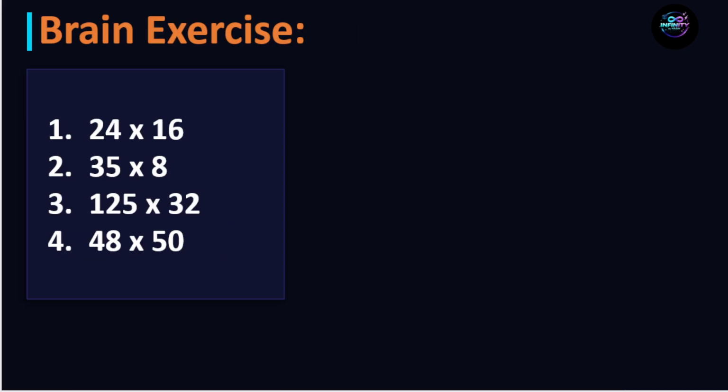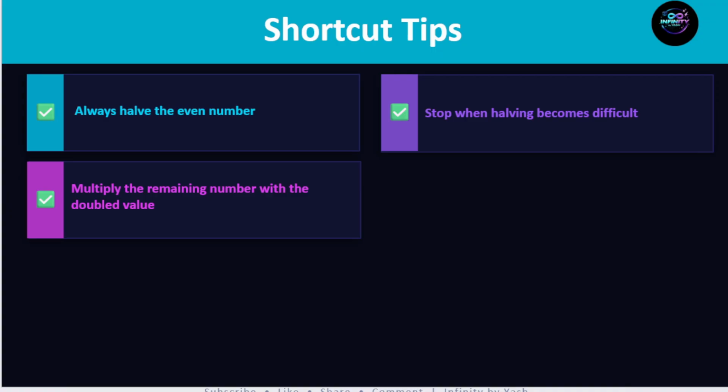Solve these mentally. 24 times 16, 35 times 8, 25 times 32 and 48 times 50, and comment your answer below. There are some shortcut tips. Always halve the even number. Stop when halving becomes difficult. Multiply the remaining number with the doubled value.